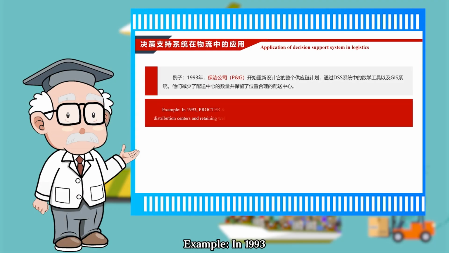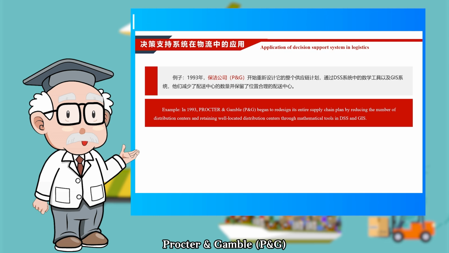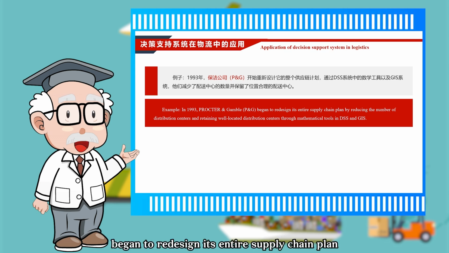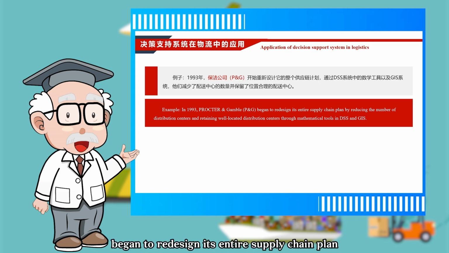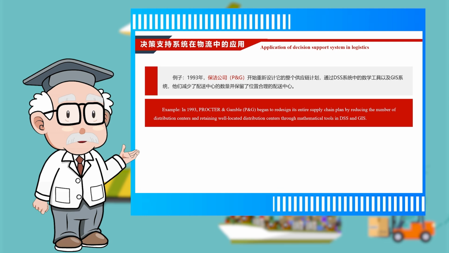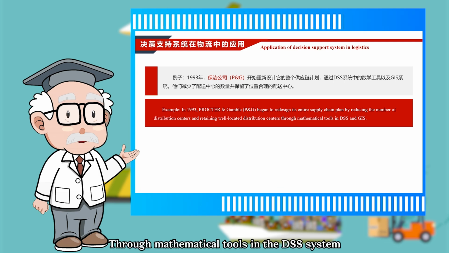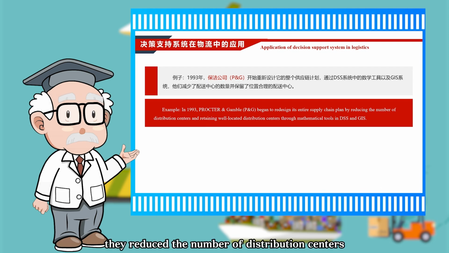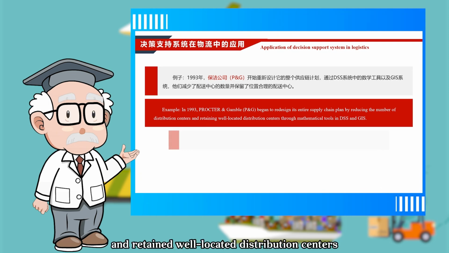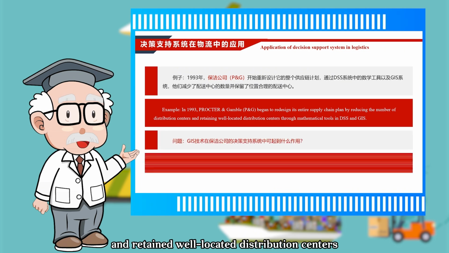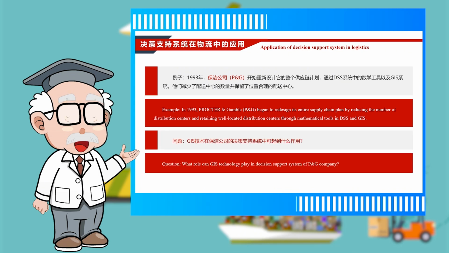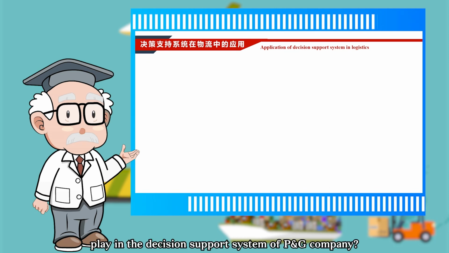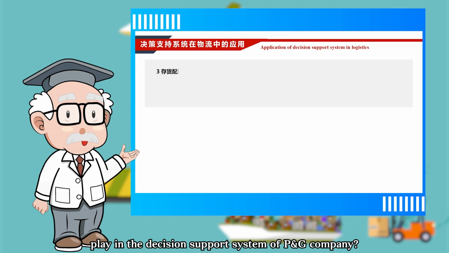Example: in 1993, Procter & Gamble (P&G) began to redesign its entire supply chain plan. Through mathematical tools in the DSS system and GIS system, they reduced the number of distribution centers and retained well-located distribution centers. Question: what role can GIS technology play in the decision support system of P&G?